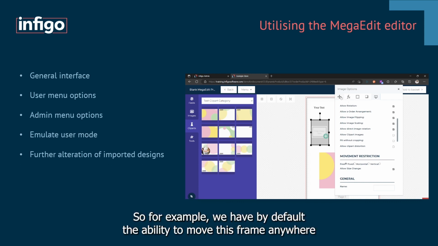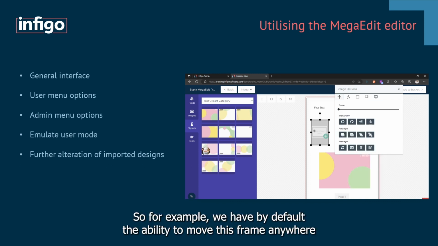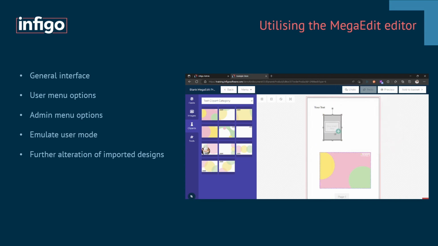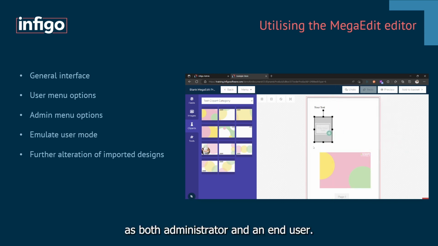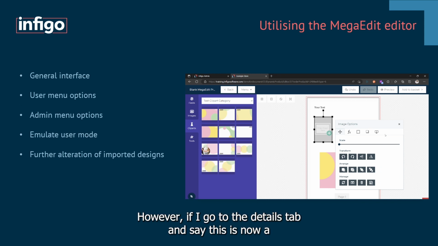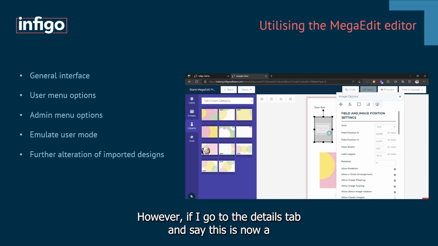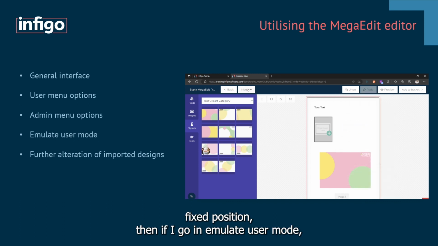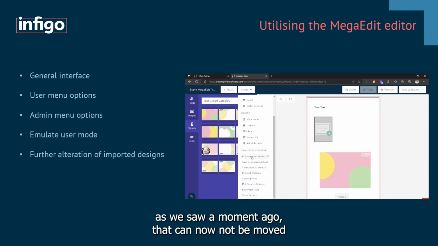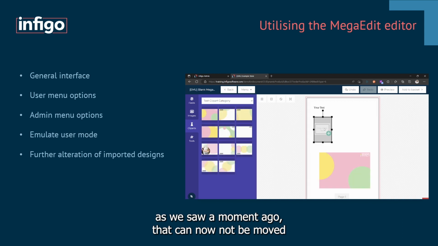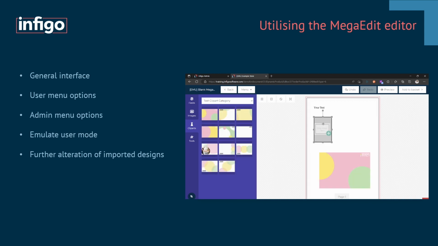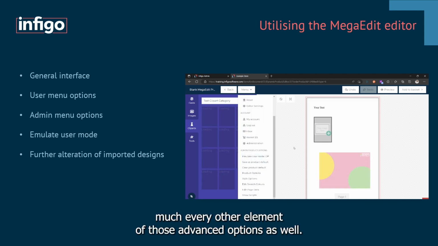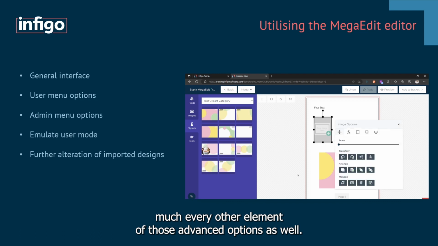So for example, we have, by default, the ability to move this frame anywhere as both administrator and end user. However, if I go to the Details tab and say this is now a fixed position, then if I go and emulate user mode, as we saw a moment ago, that can now not be moved. And we can restrict pretty much every other element of those advanced options as well.